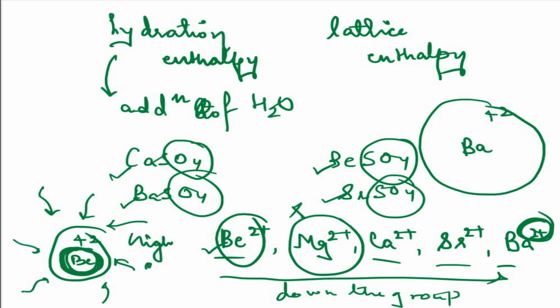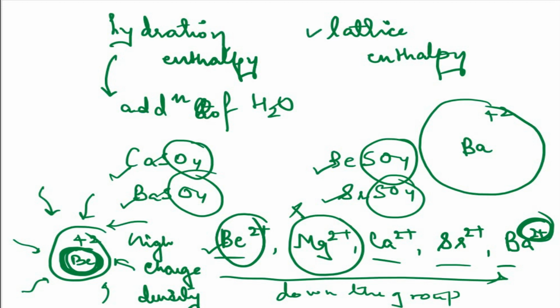It will attract the water molecules, so it will easily form hydrates. Why? Because it will have its charge located in a smaller region, so the charge will be rich and it can attract the water molecules easily. So it will have a higher hydration energy compared to barium.